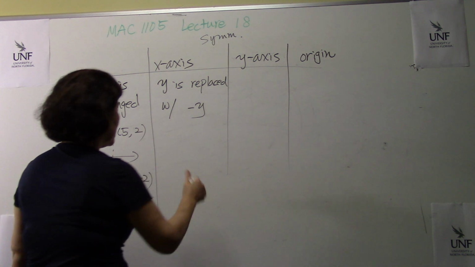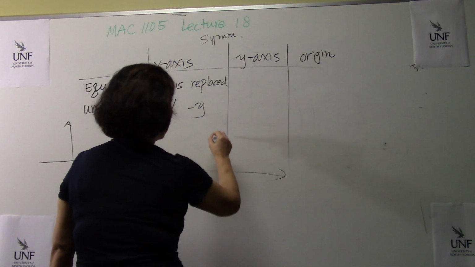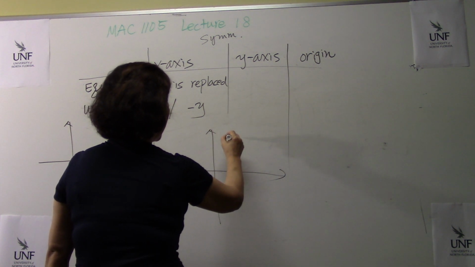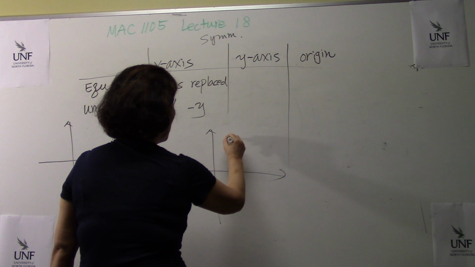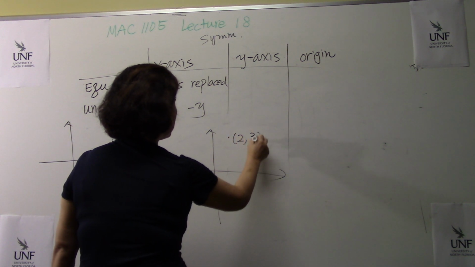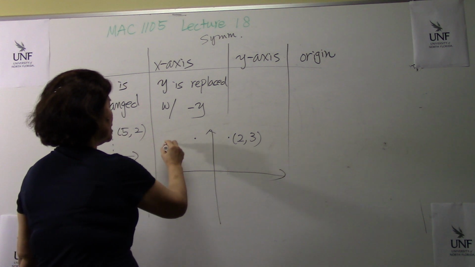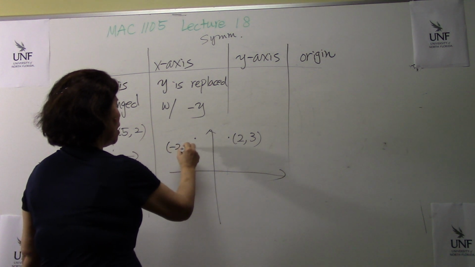On the other hand, you have symmetry about the y-axis. So this time, let's say you have a point 2, 3. Symmetry about the y-axis will make it what? Negative 2, 3.